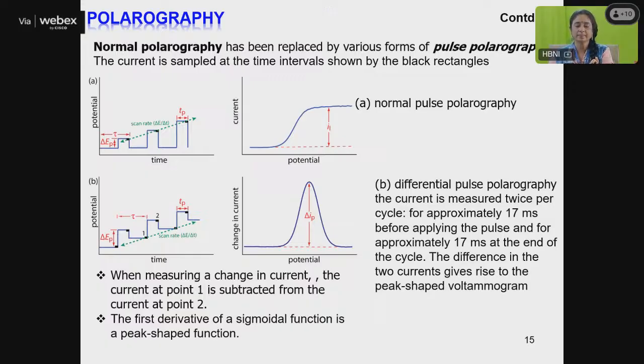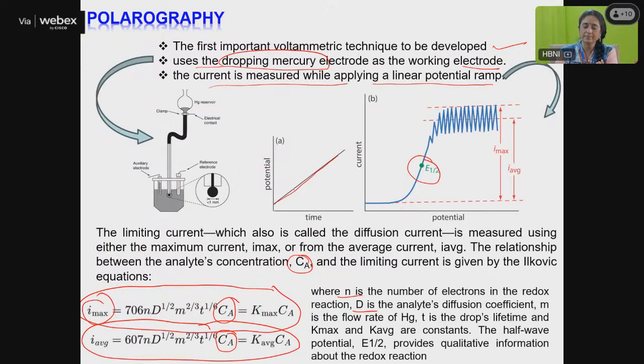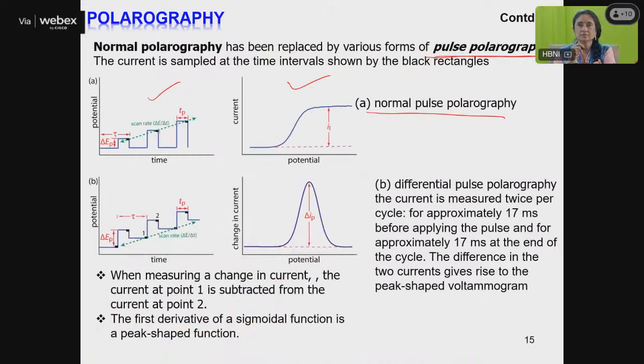Now normal polarography has been replaced by various forms of pulse polarography, because to go to lower levels and have a better detection limit, normal polarography has been replaced by various pulse polarography. So what is the type of potential applied and how does the current-potential curve look? I have given it in detail. The A, that means this one, is normal pulse polarography, where you go on applying a pulse of voltages. Instead of a linear ramp, now you are applying some pulses.